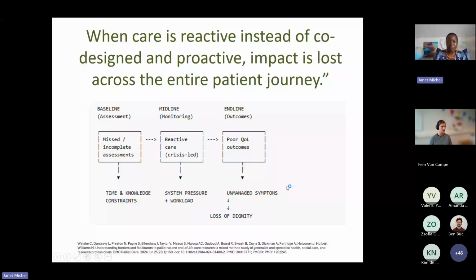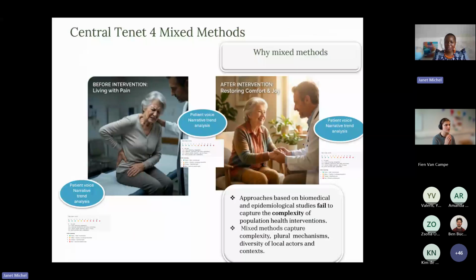The central tenet 4 is mixed methods. I touched on that, the importance of really using both quantitative and qualitative data. This is because in epidemiological studies, we often fail to capture complexity of population health interventions, and mixed methods.